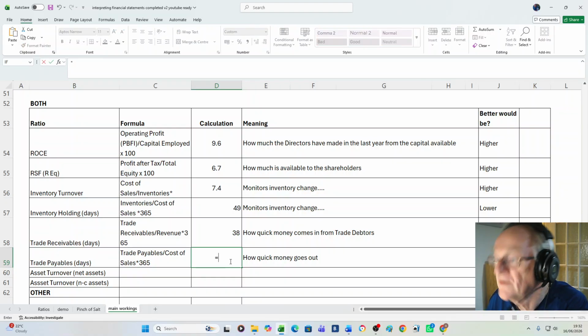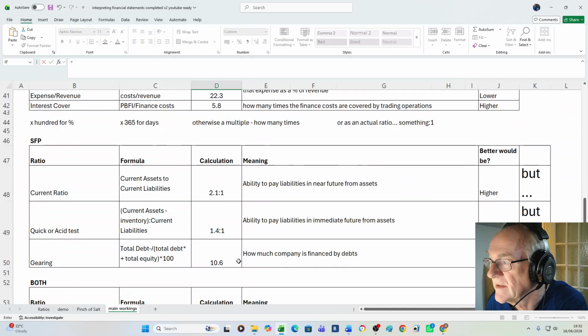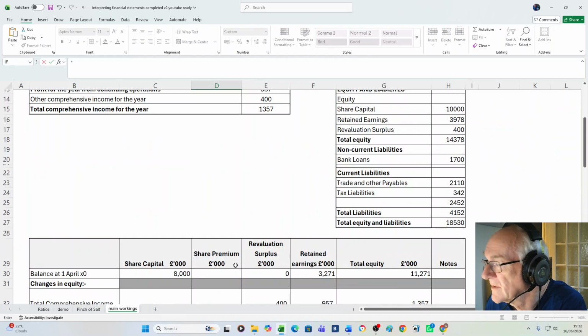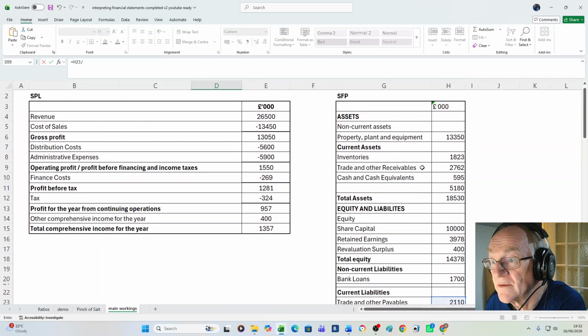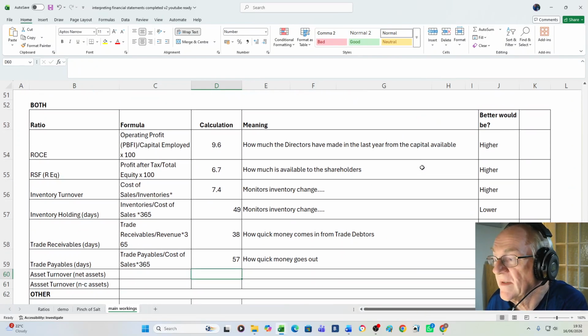And again, we've got to use trade and other payables, which could include accruals. And the worst thing about this one in terms of quality is the fact that we've got to use the cost of sales figures, 13,450. When really we would like to use purchases, and possibly even use an average. But again, if there's a change, if something's going wrong, it will still show up. The days will be longer or better than last year.